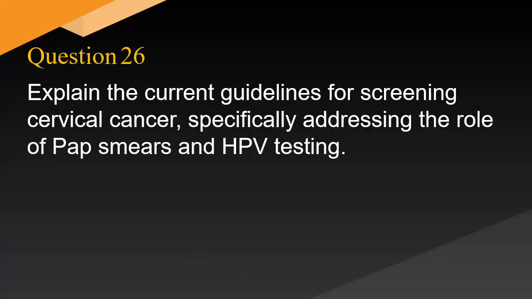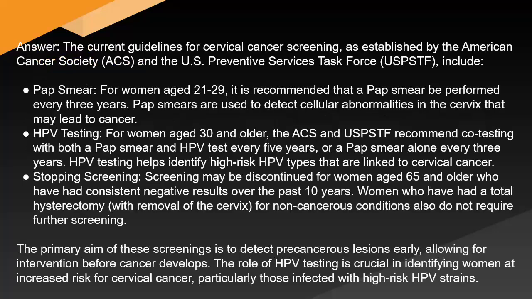Explain the current guidelines for screening cervical cancer, specifically addressing the role of pap smears and HPV testing. Answer: The current guidelines for cervical cancer screening, as established by the American Cancer Society (ACS) and the U.S. Preventive Services Task Force (USPSTF), include: Pap smear: For women aged 21-29, it is recommended that a pap smear be performed every 3 years. Pap smears are used to detect cellular abnormalities in the cervix that may lead to cancer.